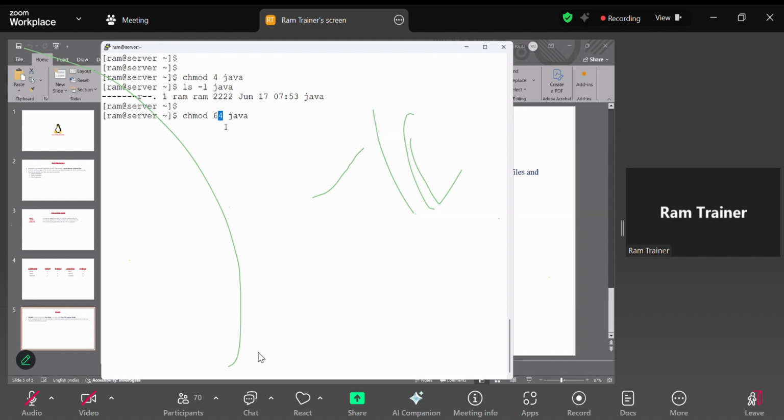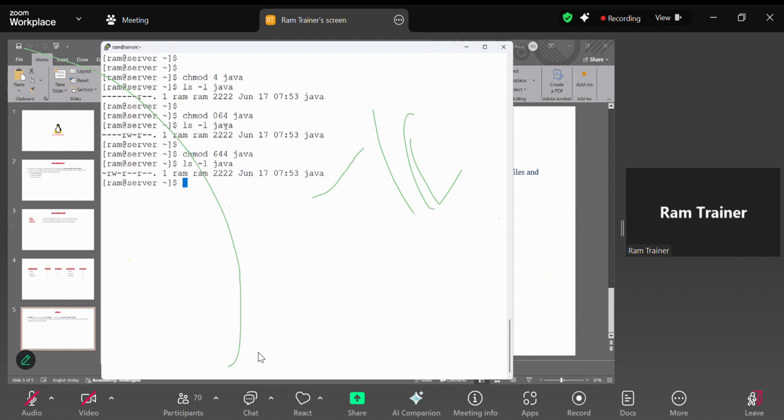Even if you pass two values, like 64, the system will treat it as 064, not 640. I mean, user nothing, group members read and write, others read. But if you pass three values, you already know it is user, group, others.